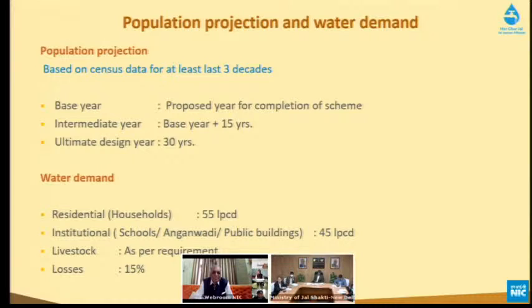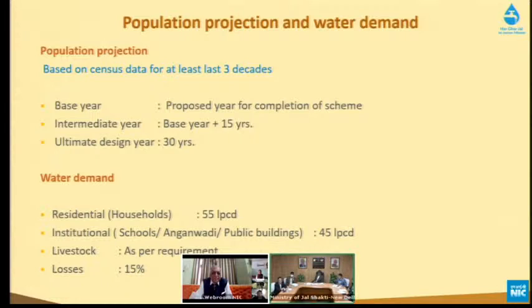Coming back to water demand, I think a lot of confusion is happening on site in this area. Some places are saying they will design for 55 LPCD. But when JJM talks about 55 LPCD, it is the minimum at the consumer end, not at the source. And when we design the water demand, apart from households, we definitely need to consider institutional requirements. In villages, there will be schools, Anganwadi, public buildings, and a public health center. So we have to consider the water requirement for those buildings also.